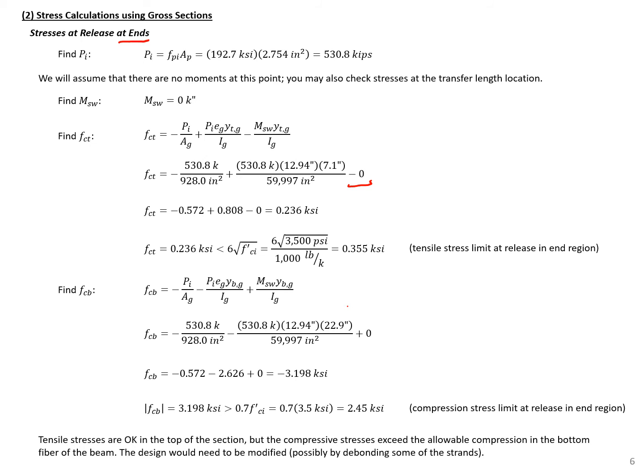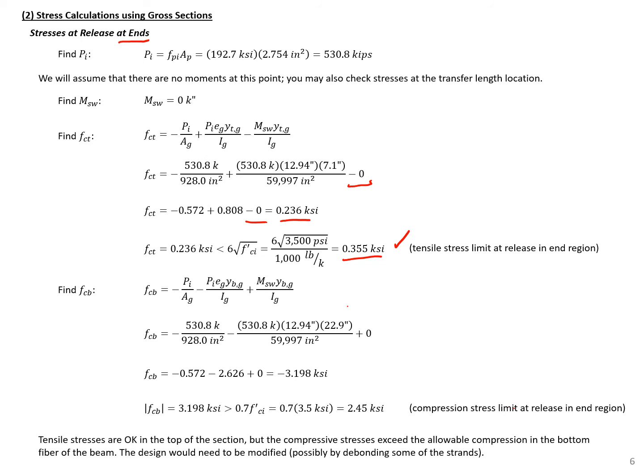So here we'll have the same first two components as we did on the previous slides, except we have no flexural stresses from our moments. So adding those together, we can get the top fiber stress of 0.236 KSI in tension. We can compare this to the tensile stress limit at release in the end regions, and we can see that our stresses check here.